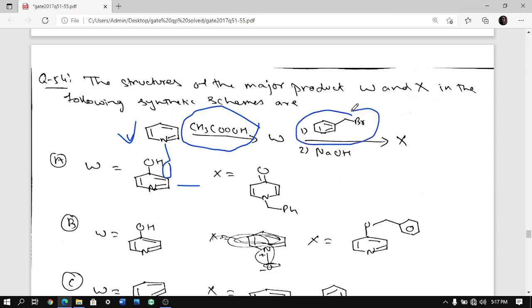Okay, so now actually when you have this N-oxide, you will be thinking that oxygen will pump the electrons and then it will undergo electrophilic substitution reaction either in ortho or para position to this.